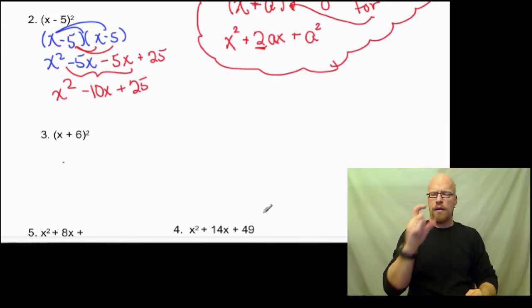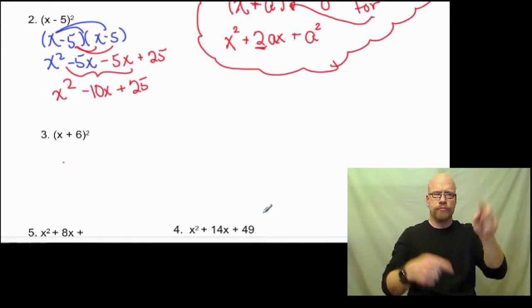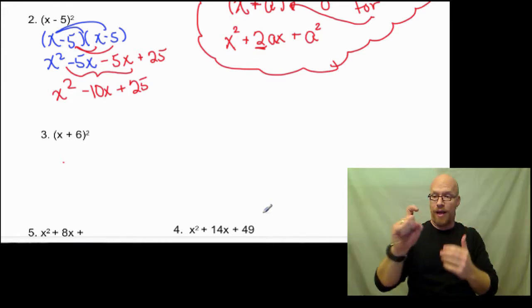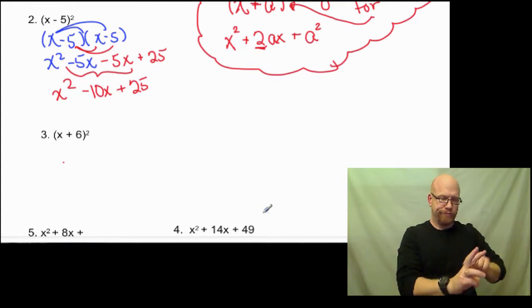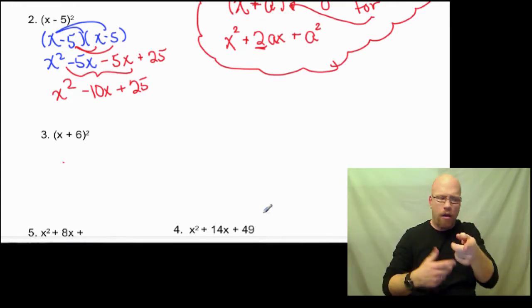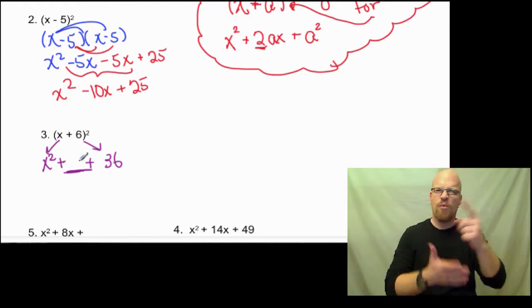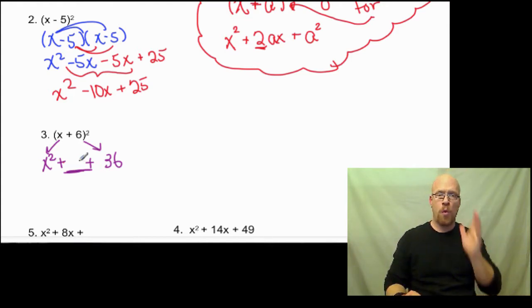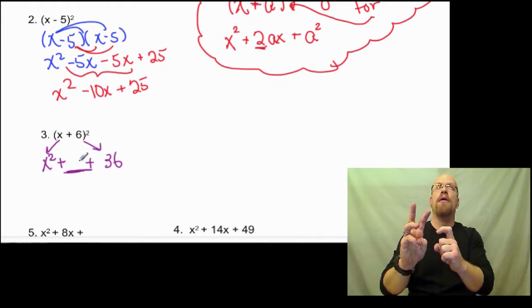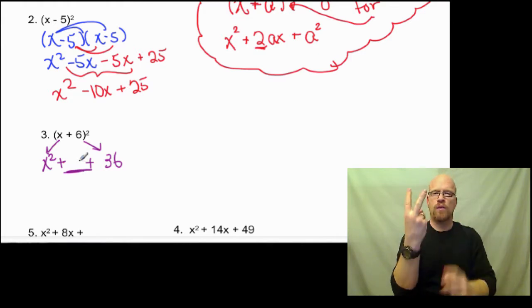Now, example 3, we have x plus 6, the quantity squared. We know x will give x squared, and 6 will give 36 because it's 6 squared. What's going to be in the middle, though? So what's here in the middle? Okay, well, it's going to be 6x plus 6x, so it's 12x.